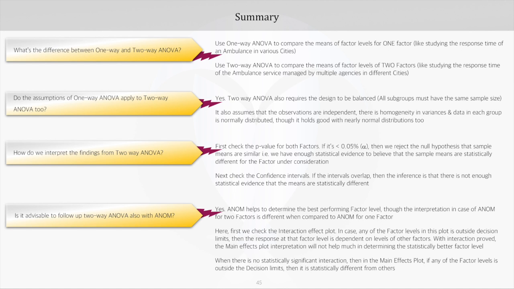Now it's very important to remember that if we find a statistical evidence for a significant interaction effect to be existing, then in that case the main effects plot interpretation will not help much in determining the statistically better factor level. And if there is no significant interaction effect, then in the main effects plot we look for those factor levels which are outside the decision limits, and those factor levels would be considered statistically different from others.